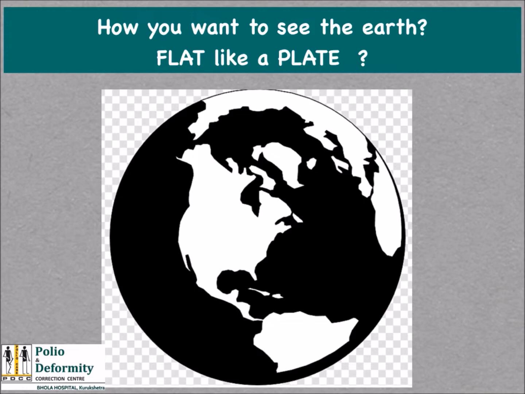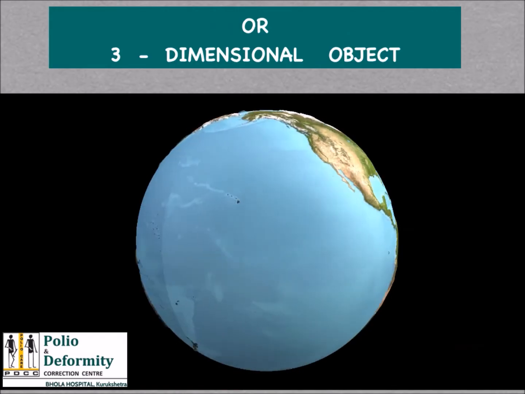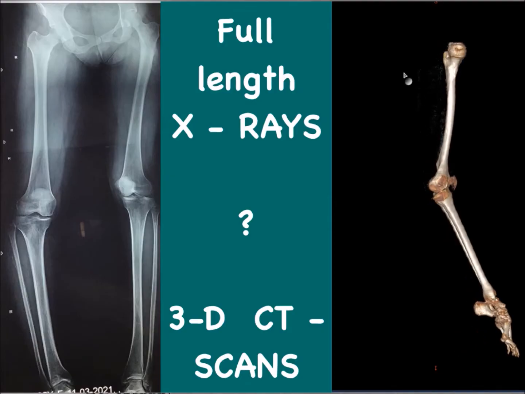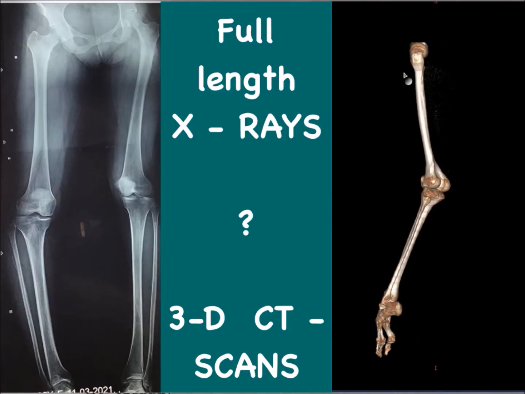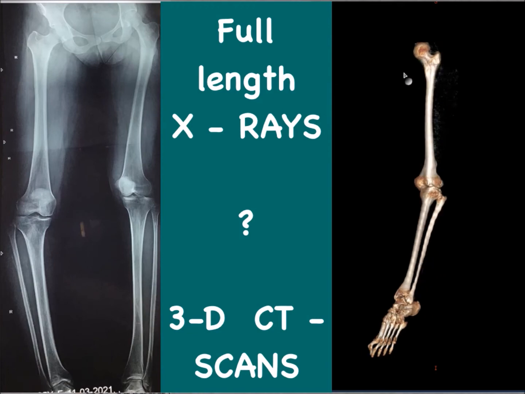How would you like to see the earth? Just flat like this, or a three-dimensional object like this? How long will you keep on seeing deformities just like this, in only one or at the least two dimensions, or do you want to shift to a newer method, 3D CT scan images for alignment?